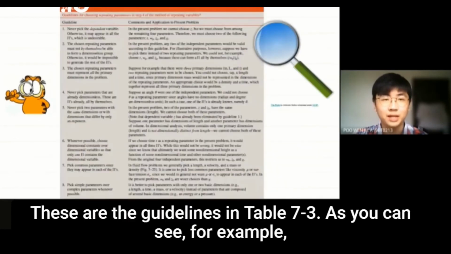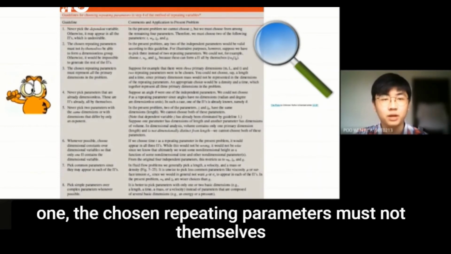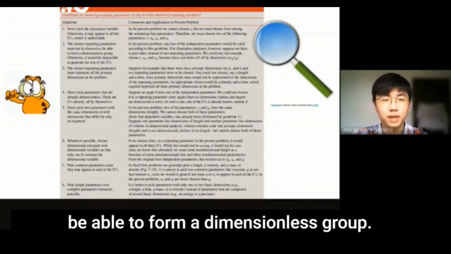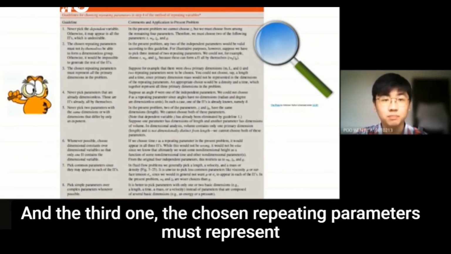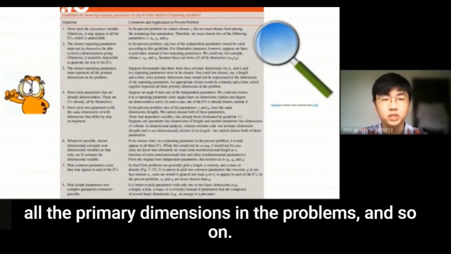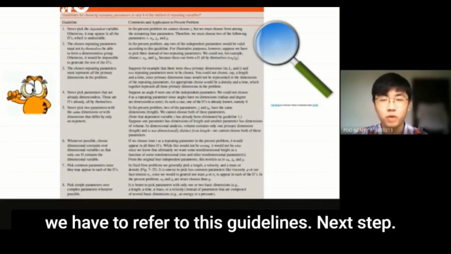These are the guidelines in table 7.3. As you can see, for example, the first one, never pick the dependent variable. The second one, the chosen repeating parameters must not by themselves be able to form a dimensionless group. And the third one, the chosen repeating parameters must represent all the primary dimensions in the problem, and so on. So every time we want to choose the repeating parameters, we have to refer to these guidelines.